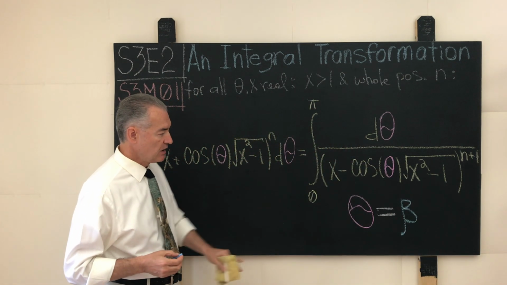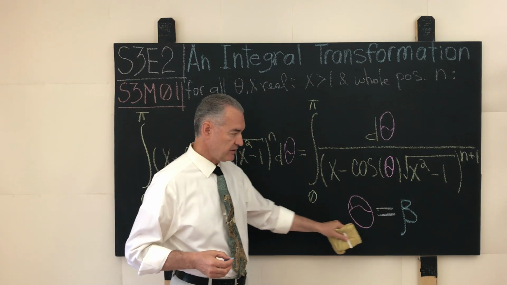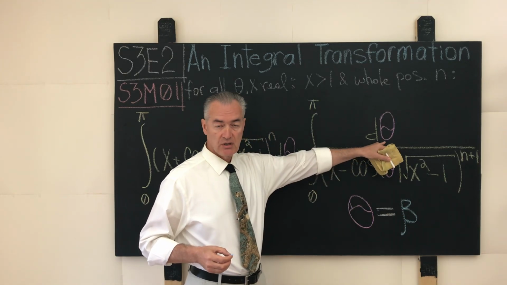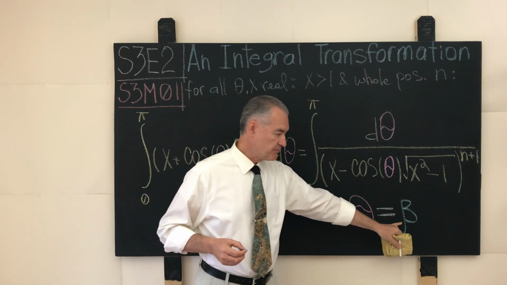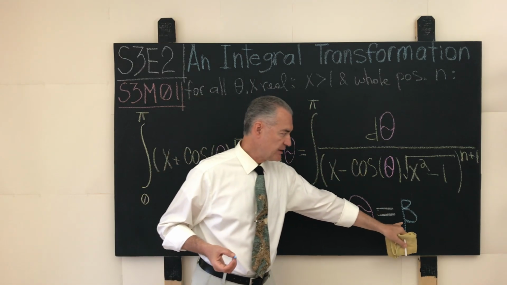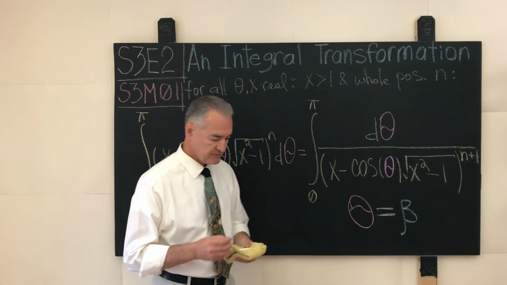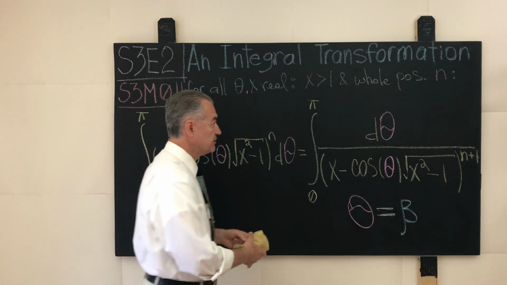And what does that mean? Well, if we take the first differentials of both sides, d theta equals d beta. So here the differential is transformed in a trivial way. And if theta is equal to 0, then beta is equal to 0. And when theta is equal to pi, then beta is equal to pi. Here, the transformation is very straightforward. So what we will have in the end is the following.